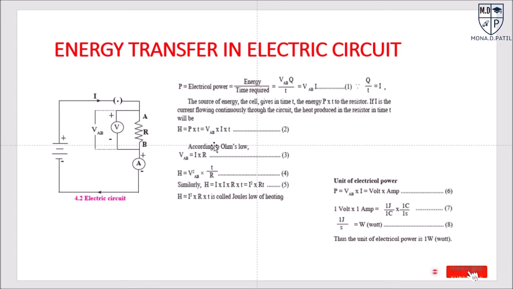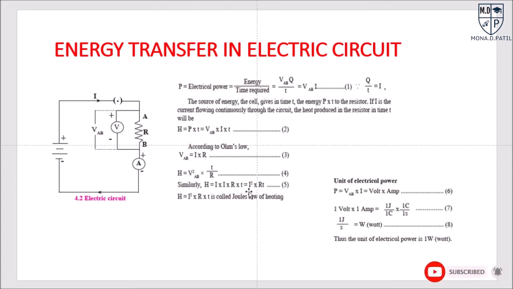Now according to Ohm's law that we studied in the previous chapter, V is equal to I into R, potential difference is current into resistance. So in equation number 2, instead of V we can put the value I into R. So we will get heat H is equal to I square into R into T. So here it is the fourth equation: H is equal to I square R T.